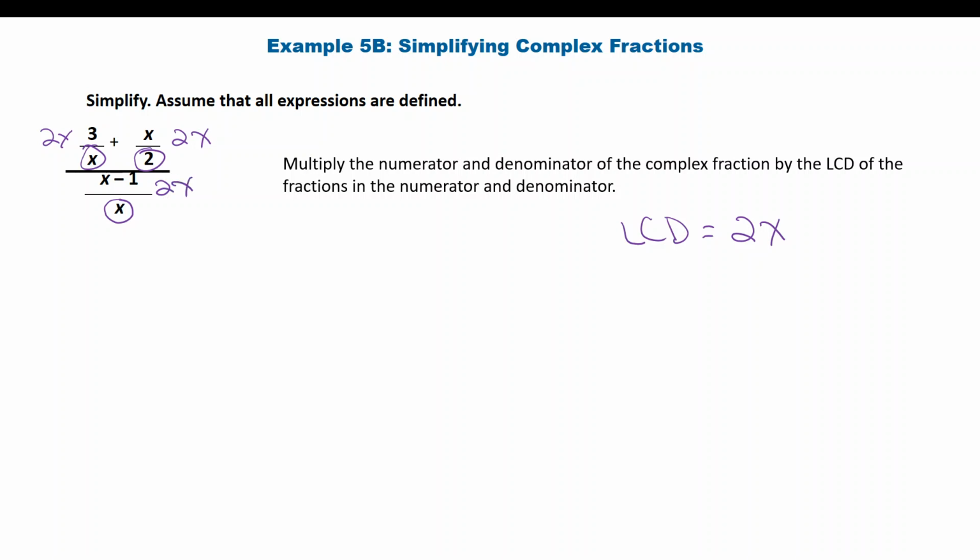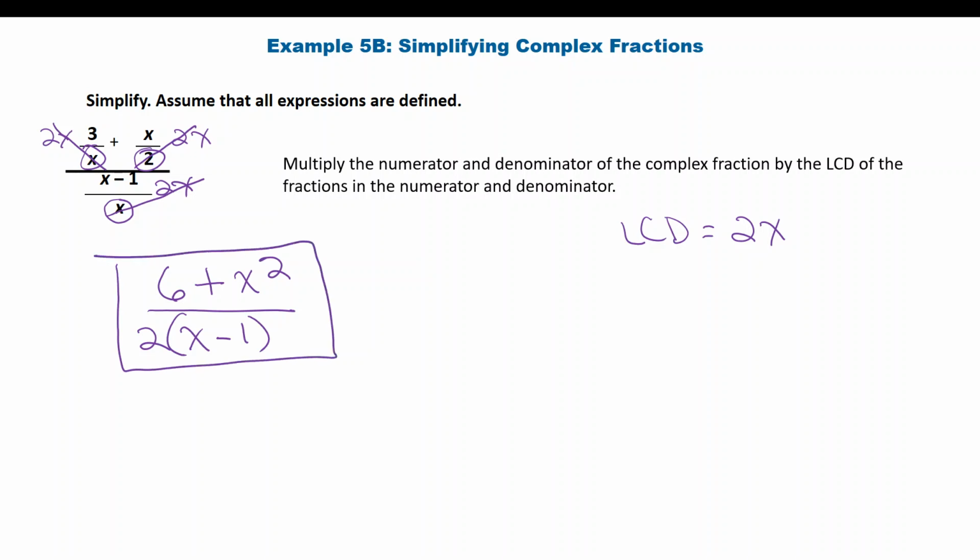All right, and when I multiply by 2x, some things cancel out. My x's cancel out, my 2's cancel out, and again, my x's cancel out. So that has gotten rid of all of my denominators. So now I can just multiply what I have left. I have a 6 plus x squared on the top, and I have an x minus 1 times 2 on the bottom. And actually, that is as far as there's nothing else we could factor out, nothing else we can do with that. And so that is actually our final answer.